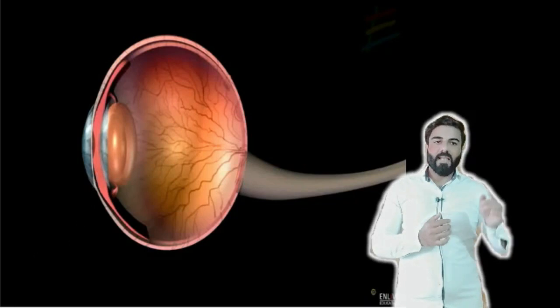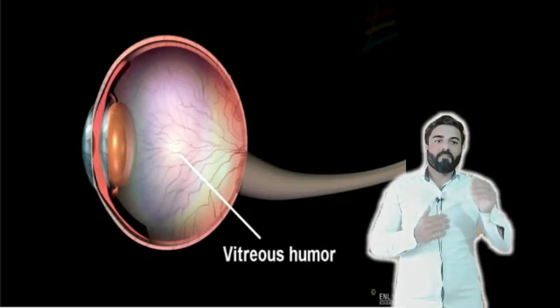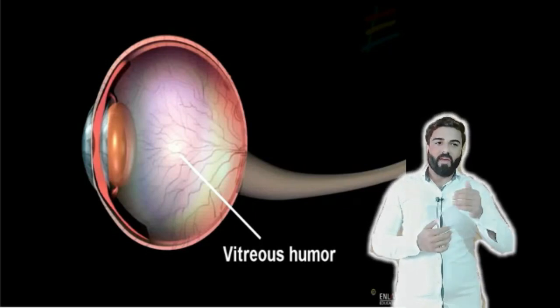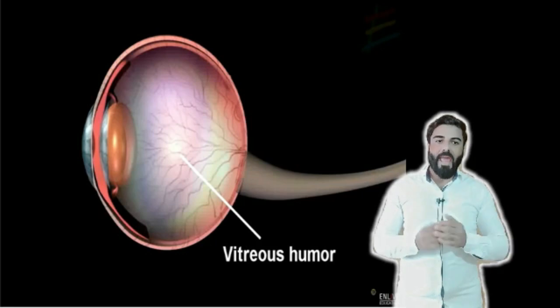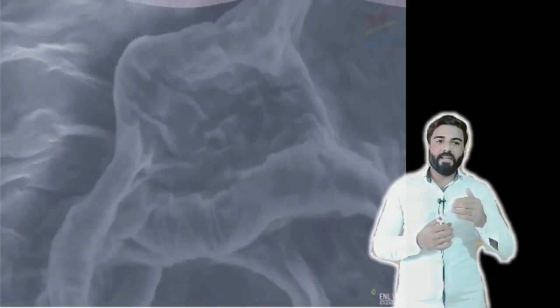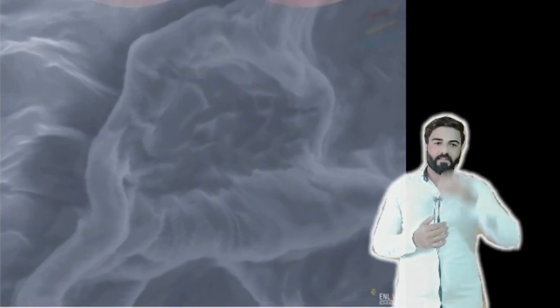This largest space that you can see within the eye is filled with the vitreous humor, consisting chiefly of water mixed with salt and albumin. It is a highly transparent, jelly-like substance and plays a very important role in vision adjustment.